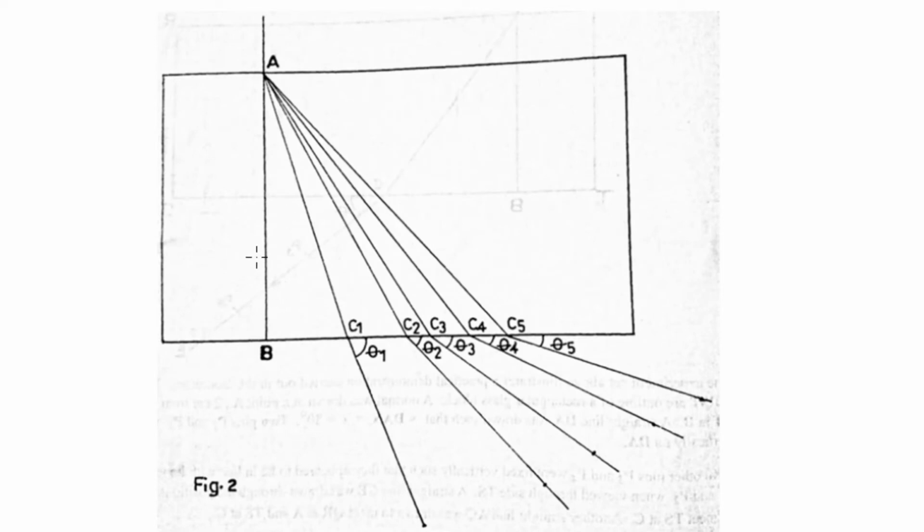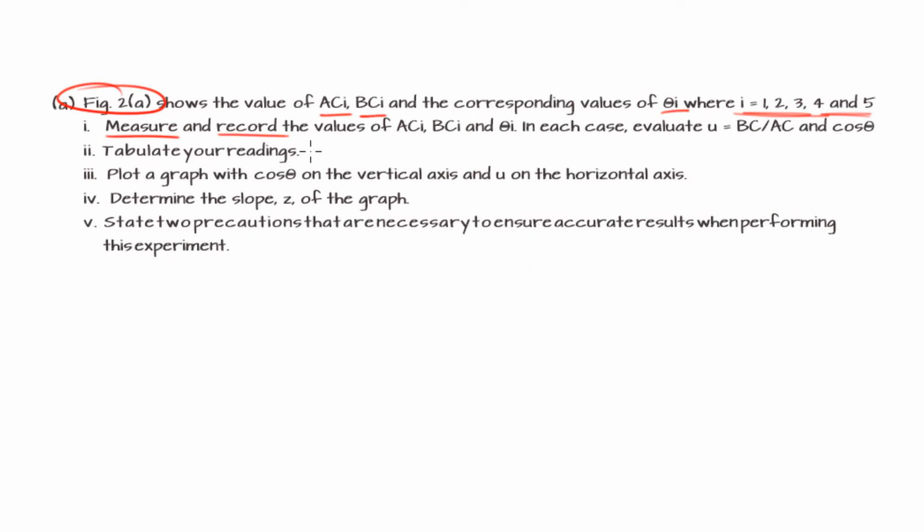So that means here, we are going to measure. Look at the diagram, we have AB, that's going to be constant, but AC, now we have our angle here, the incident angle, we have it there, but then we'll note that AC is going to be changing because we have AC1, AC2, AC3. So we'll measure and record the values. We'll get AC, BC, and theta.